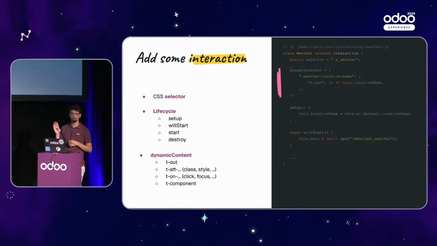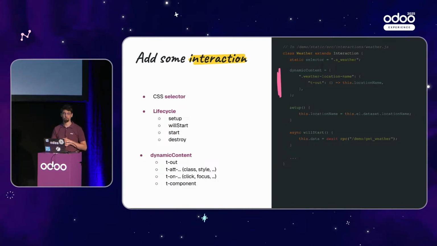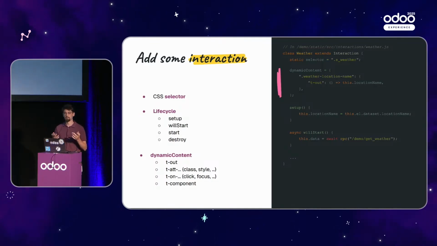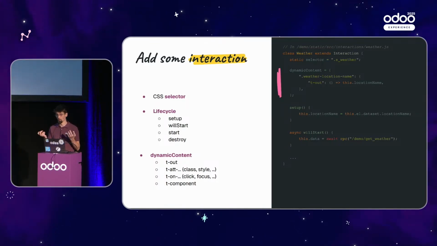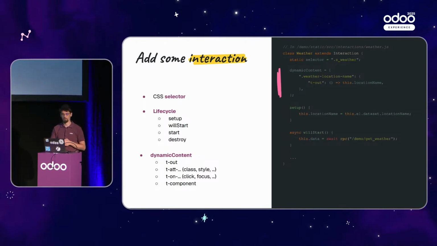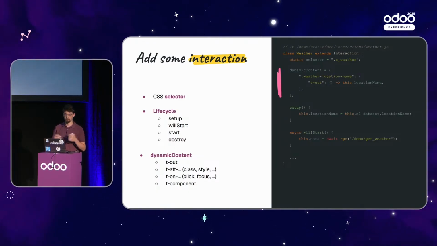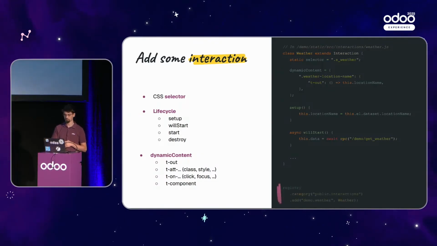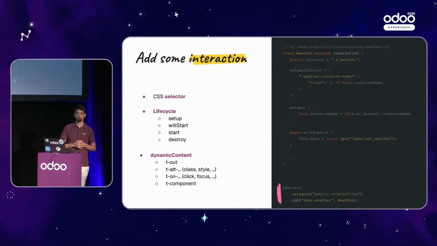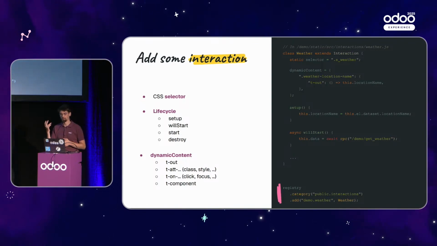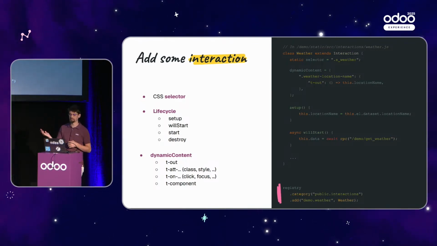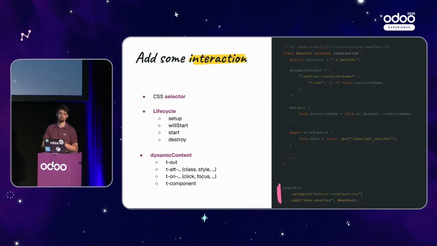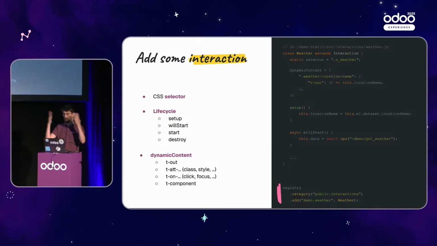And you also have a fourth directive, which is t-component. In that case, it really calls the OWL library and applies a component where you want it to be shown. And then obviously you should remember to add it to the registry in the public interactions category, so that it is available everywhere on your website and it can be called and work, basically.